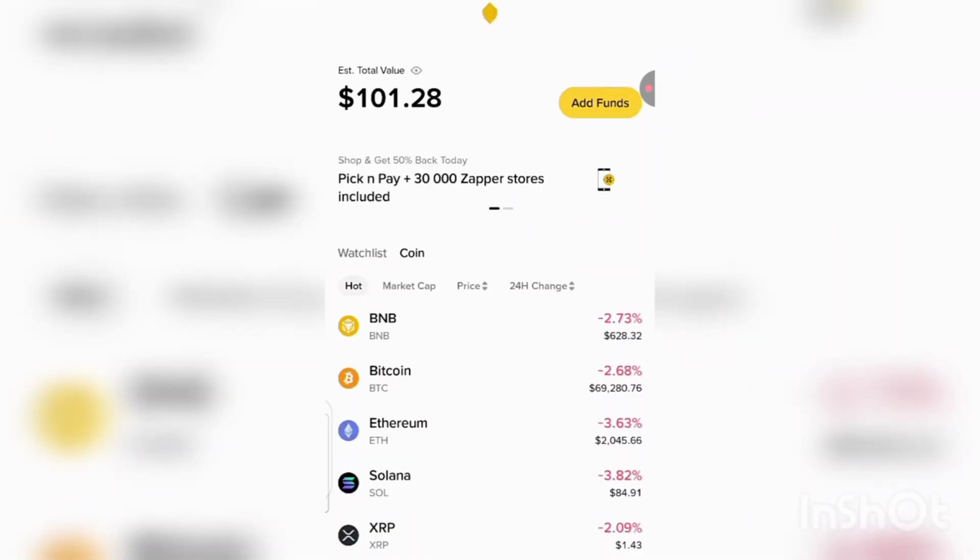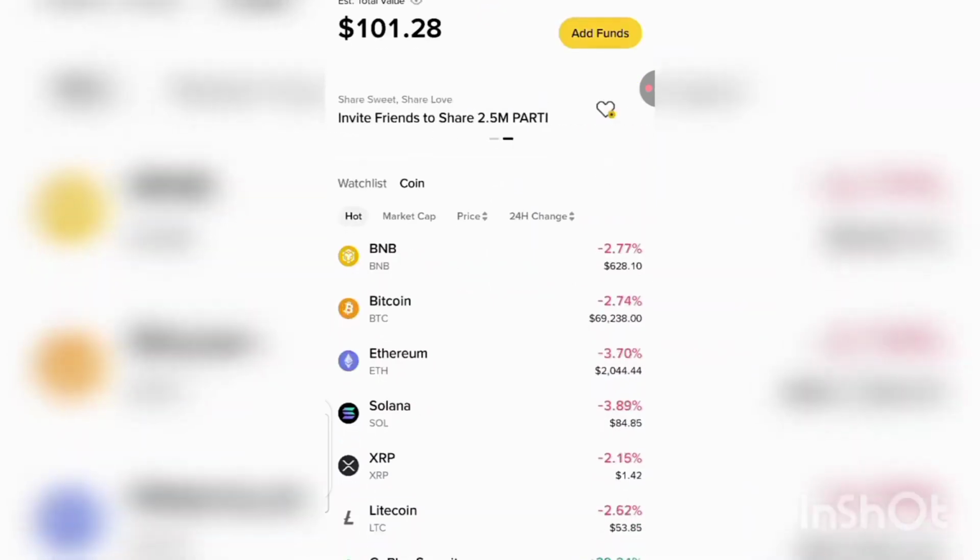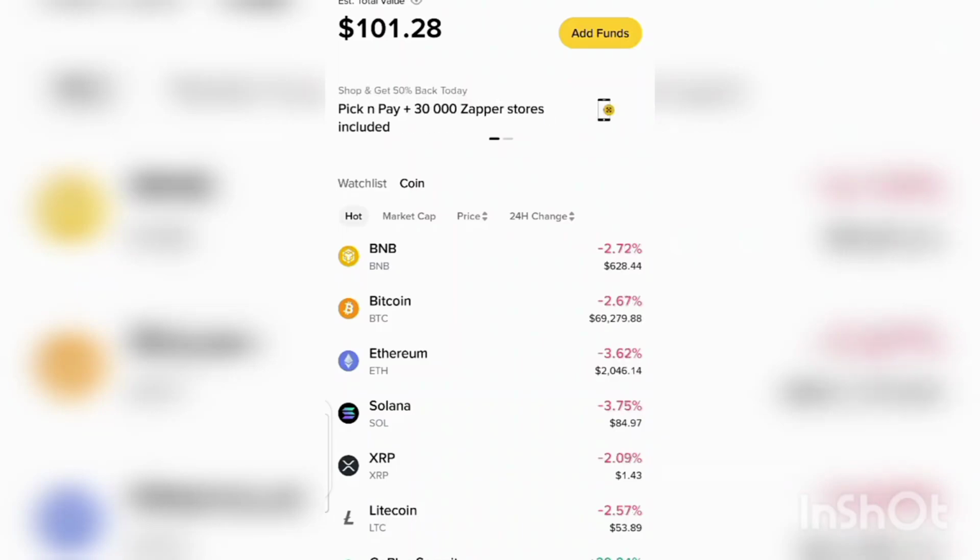Okay, so in this particular video, I'm going to be trading this. You can see in my Binance I have 101 USDT. So I'm going to use it to make a live trade so that you can see how much we're really going to be making, and I'm going to make a withdrawal immediately.